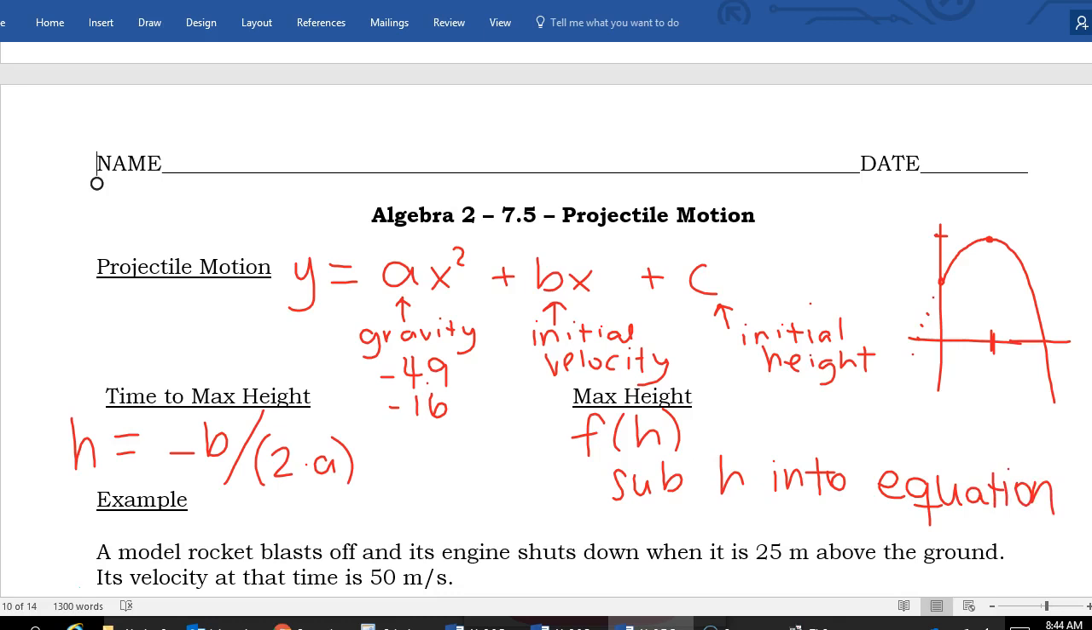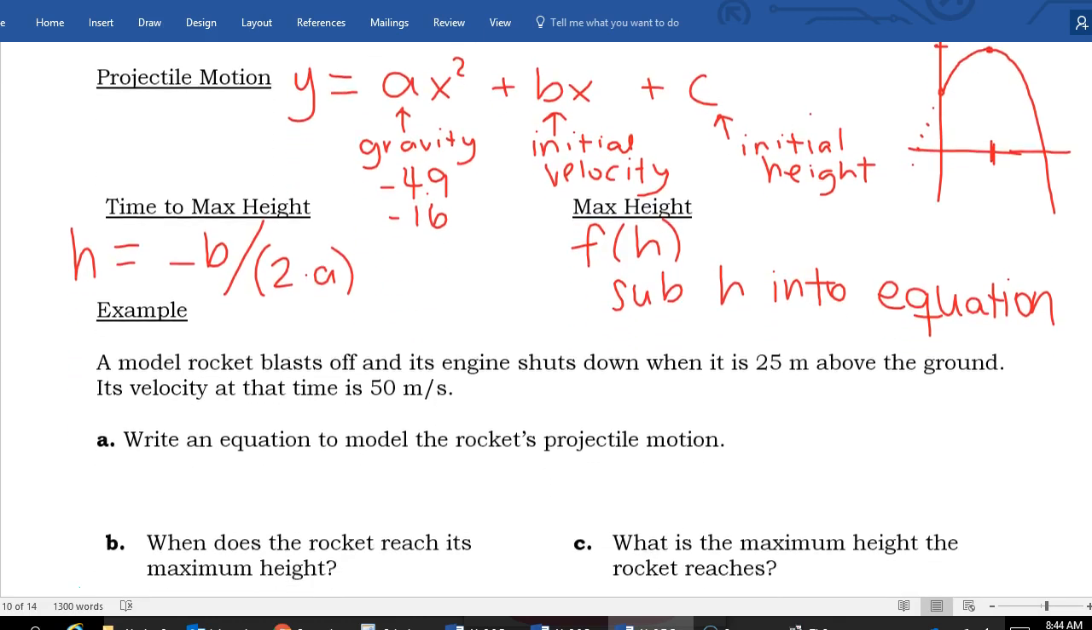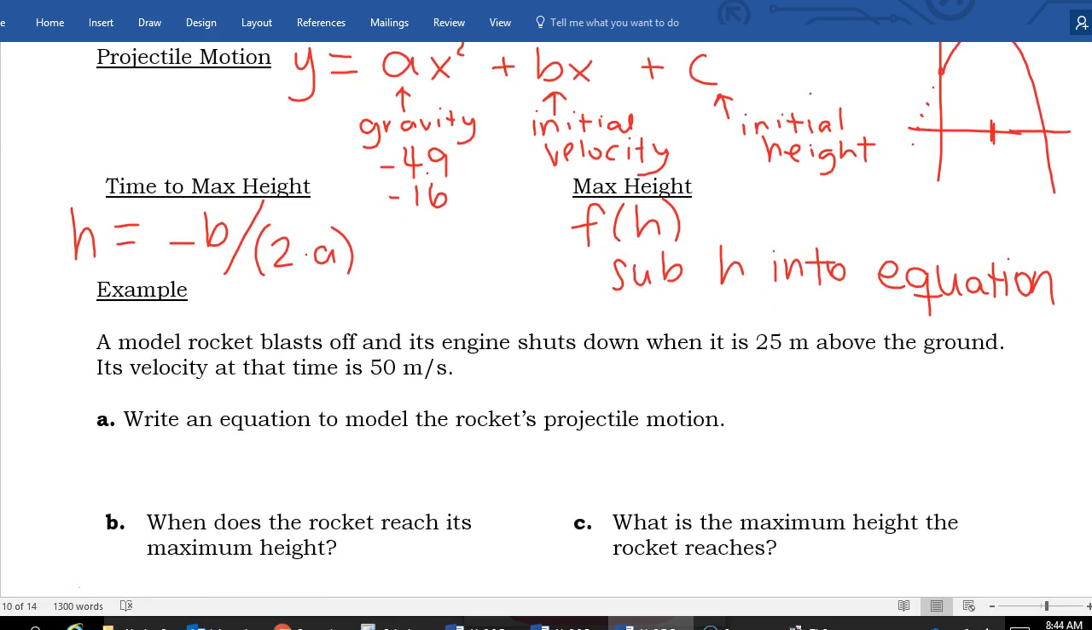So we have a model rocket blasting off and its engine shutting down when it is 25 meters above the ground. Its velocity at that time is 50 meters per second. Write an equation to model the rocket's projectile motion. The first thing we need is gravity. Because we're talking about meters, we're going to utilize the negative 4.9 for our a. That's gravity's pull. X squared goes with the a term.